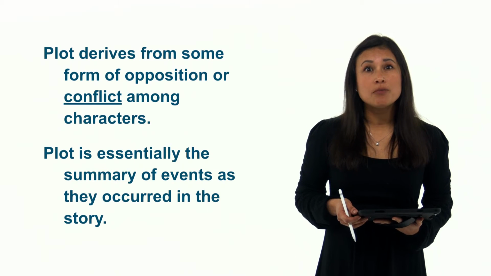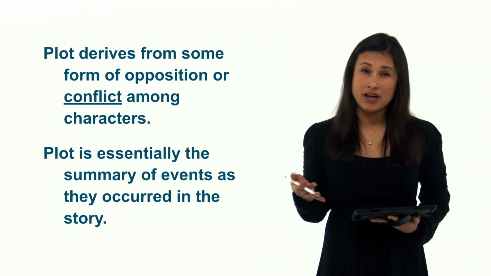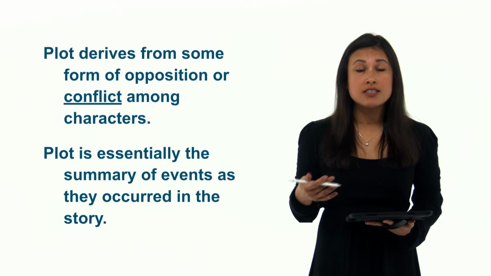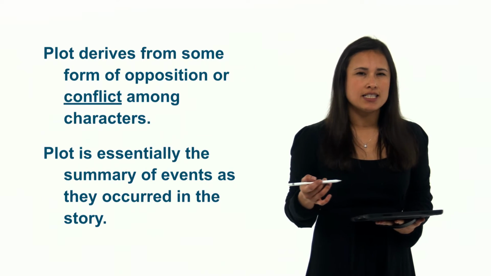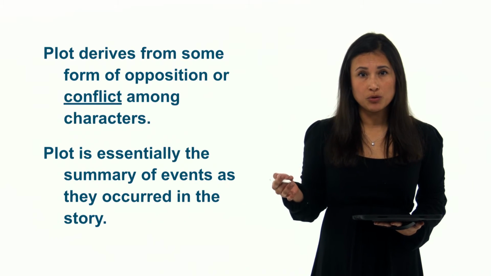Plot derives from some form of opposition or conflict among the characters. This is essentially why the story is being told. There's some kind of tension happening. It's the summary of the events as they occur in the story. Plot doesn't necessarily involve all the other elements that we're going to discuss as far as tone and mood.